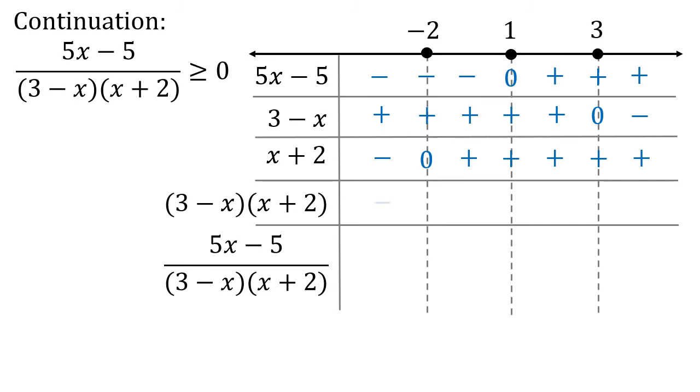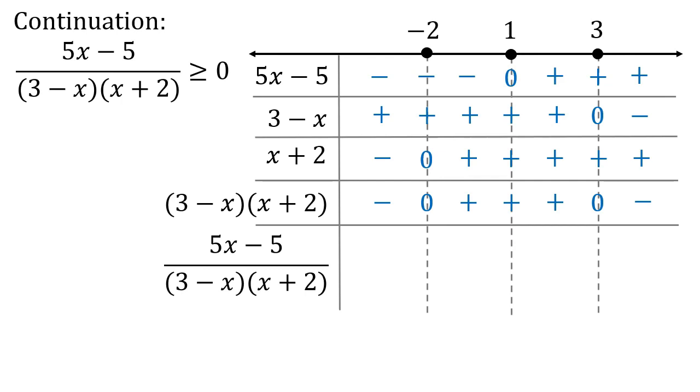So positive times negative, that's negative. Positive times 0, that's 0. Positive times positive is positive. Positive times positive is positive. Positive times positive is positive. 0 times positive is 0. Negative times positive, that's negative. Okay, so this will be the denominator. Now we're going to perform the division for 5x minus 5 all over 3 minus x times x plus 2.